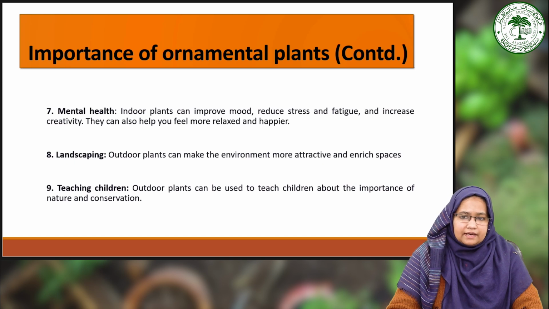They can add to the landscaping. Outdoor plants can make the environment more attractive and enrich spaces. These plants can also be used for teaching children. Outdoor plants can be used to teach children about the importance of nature and conservation.